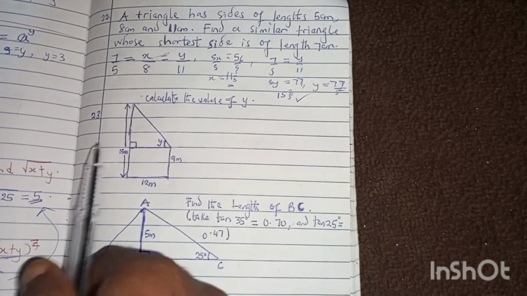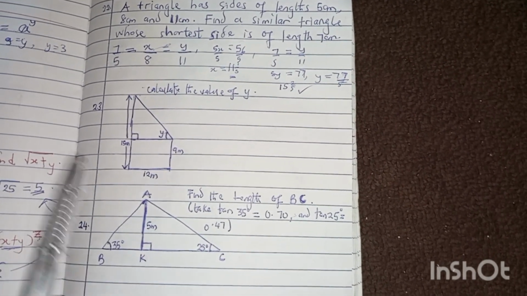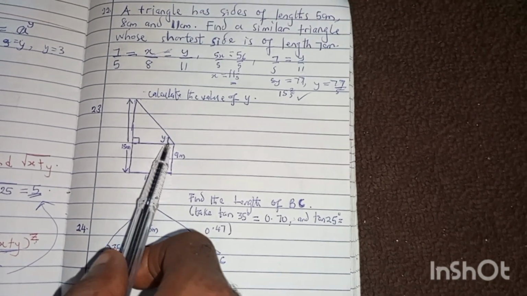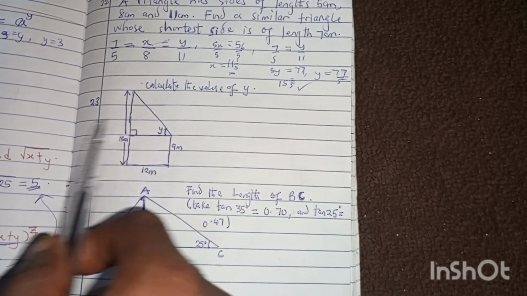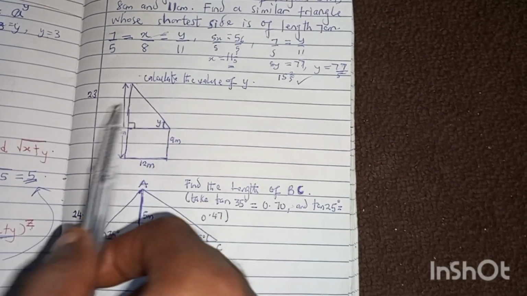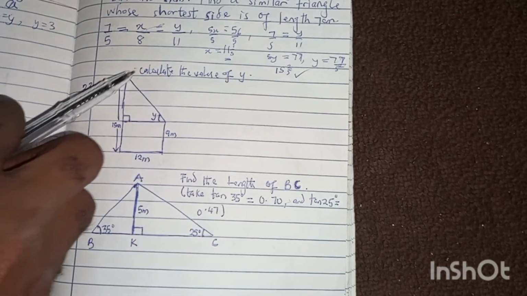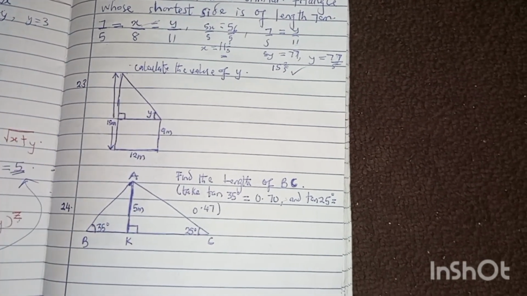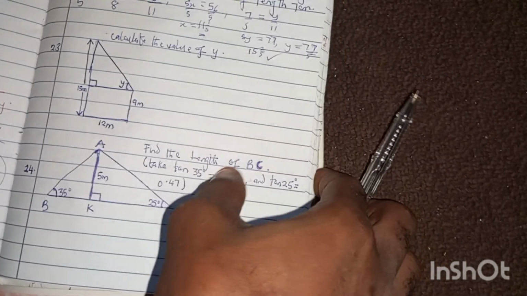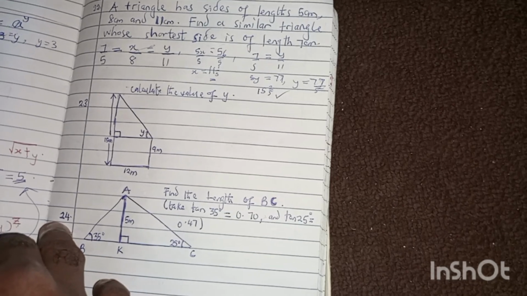So the next thing is number 23. It says to calculate the value of y. Calculating the value of y, as we know, it's an angle we are looking for. So to calculate the angle, we are going to be needing this side and this side. How do we know this side? The entire length is 15 and this is already 9. So that means this side is going to be 15 minus 9. 15 minus 9 should be 6.